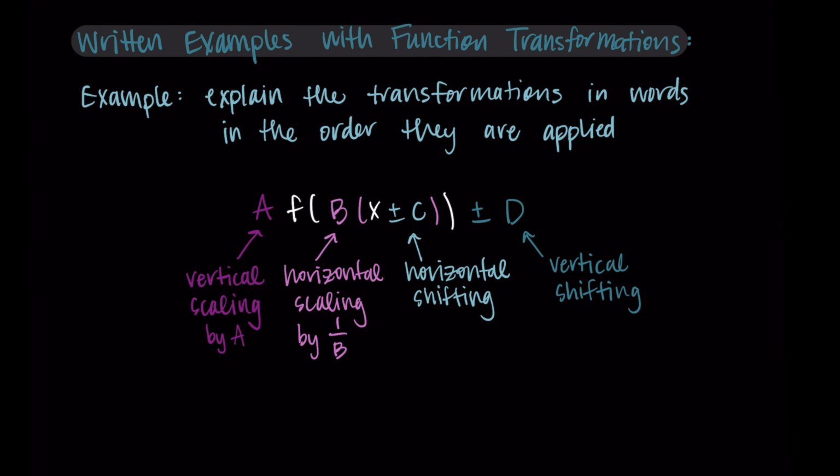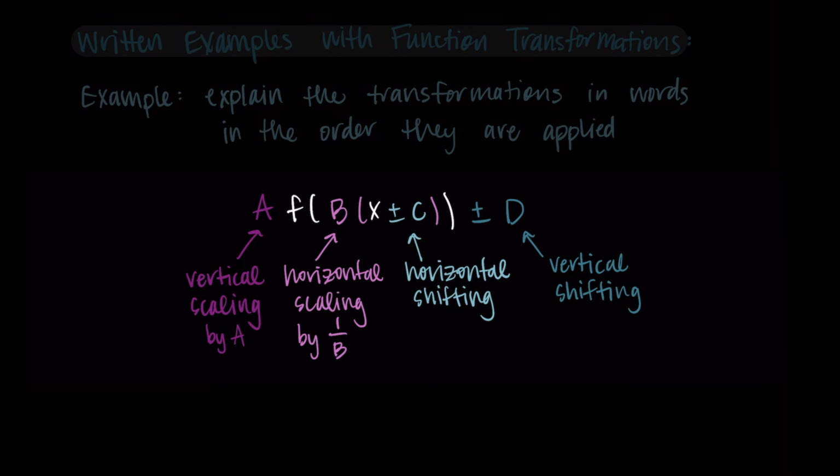So we have a vertical scaling by A on the outside, then a horizontal scaling by 1 over B on the inside, a horizontal shift by plus or minus C. If it's a plus C, it's to the left, and if it's a minus C, it's to the right. And then we have a plus or minus D on the outside. So if it's a plus D, it's a shift up, and if it's a minus D, it's a shift down. So this is a review from the other video where we went through how each of these transformations work, but this is just the way I typically write this to kind of help me remember where everything's occurring.